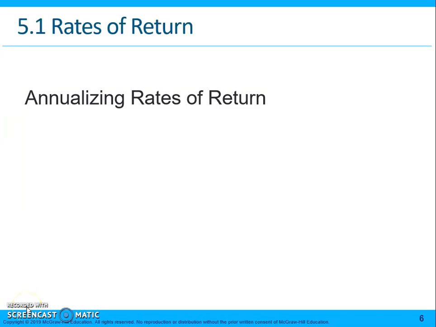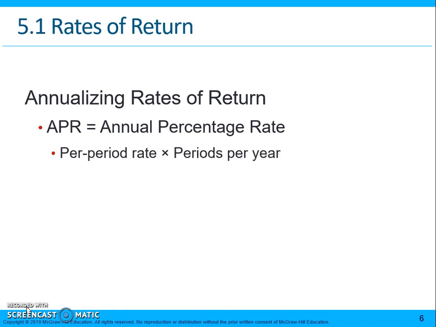Annualizing rates of return. There are two different rates we'll look at here. The first is APR, or annual percentage rate. You're probably familiar with APR. I'm sure if you've borrowed money, you've certainly seen it before, because lenders are required to disclose it to you when you borrow money. It's simply the per period rate multiplied by the number of periods in a year, the number of compounding periods in a year.